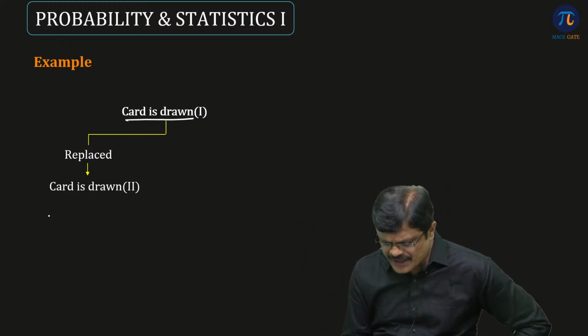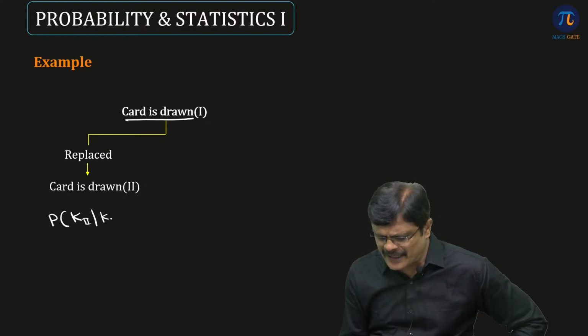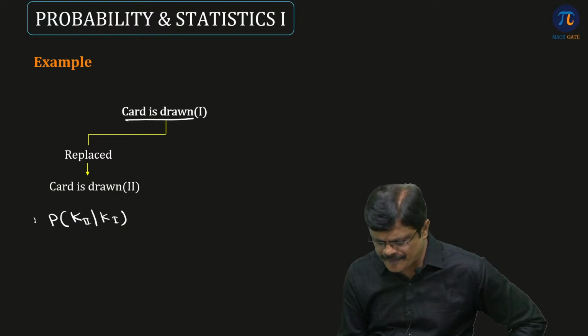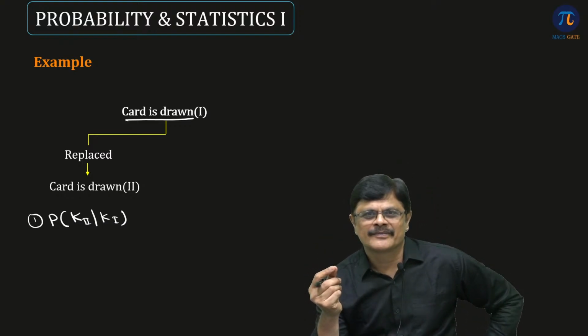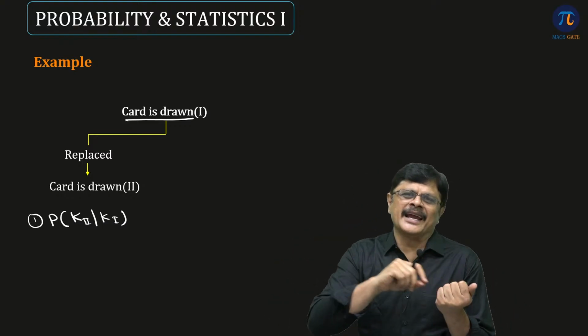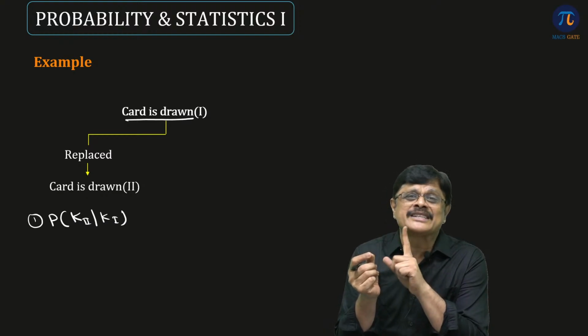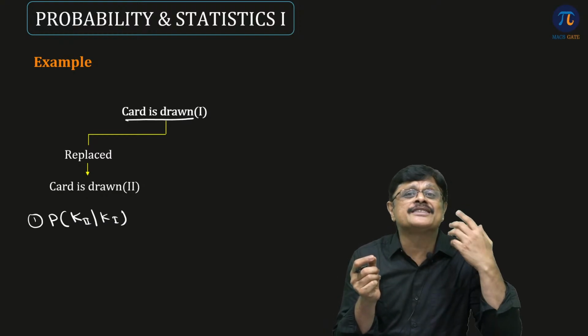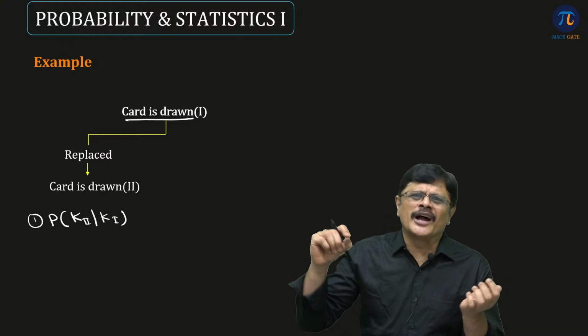Here we took a card, we replaced it, again we took a second card. Now the question is, what is the probability that we get a king in the second draw given that we get a king in the first draw? You took a card, you replaced it, again you took a second card. The question is, what is the probability that the second one is a king given that the first one is also a king? See, my dear friend, when the first one is a king, you already replaced it.